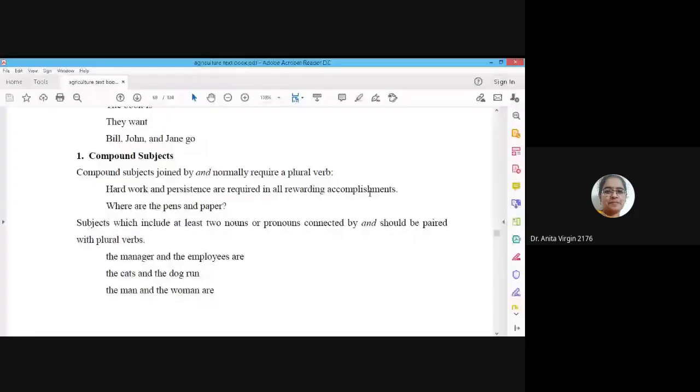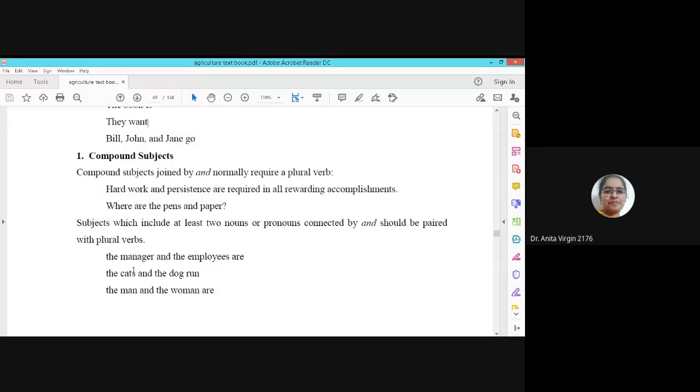Now we'll come to the rules. The first rule is, when you have compound subjects joined by and, it requires a plural verb. Compound subject in the sense you have two subjects. Compound itself means more than one.